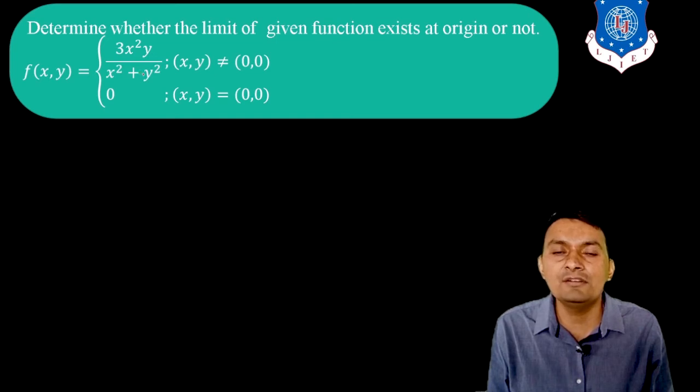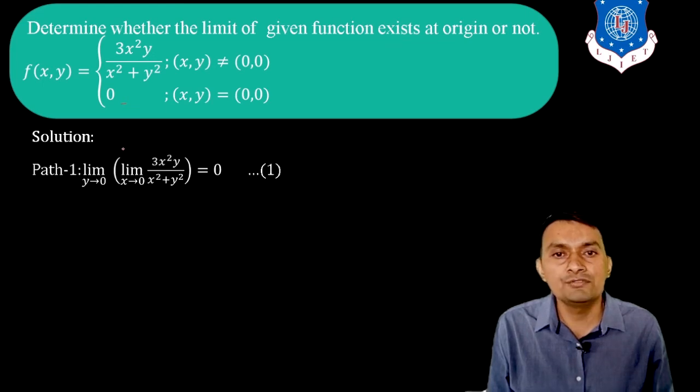That means it is going to be an indeterminate form. But the question itself provides that f of 0, 0 is exactly 0. Whenever it is required, we will keep that in mind. So let us first assume how we can find the limit. We have to consider path number 1: limit x tends to 0 of 3x square y divided by x square plus y square, and then we take the limit y tends to 0. That answer is 0.